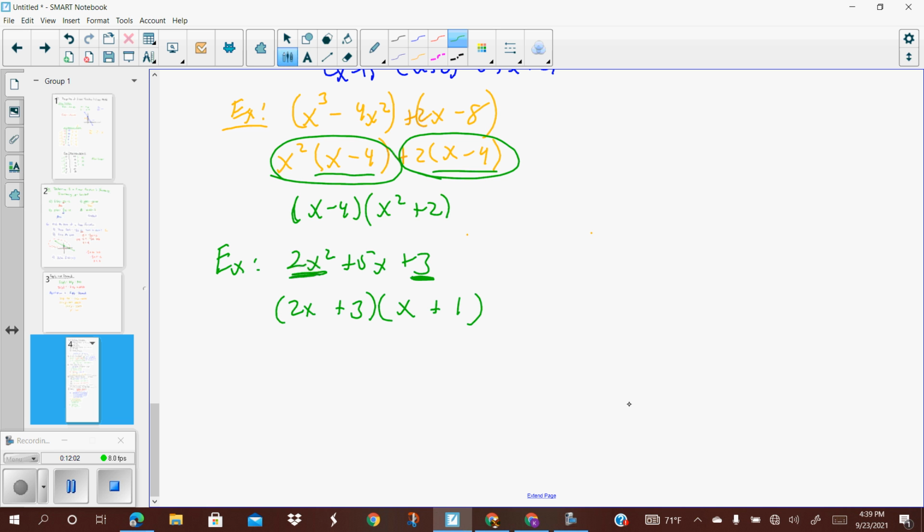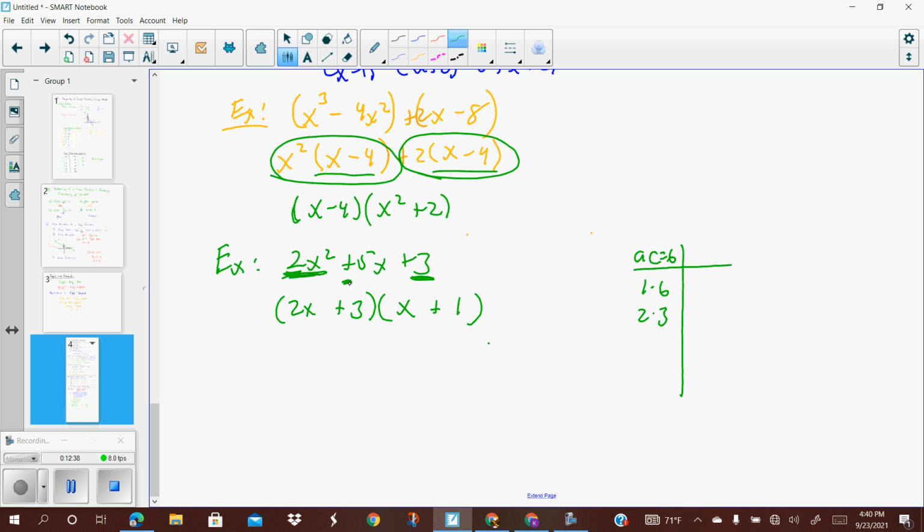What you want to do is create a chart. On this side of the chart, we want to do A times C. And A times C is A, which is 2, times C, which is 3. So that's going to be 6. Actually, let's put that up here, 6. I've got to come up with the multiples of 6. What things multiply to give me 6? Well, 1 times 6, 2 times 3. You could also include the negatives. I'm not going to in this case because this middle term here is positive, so I'm not really worried about the negatives.